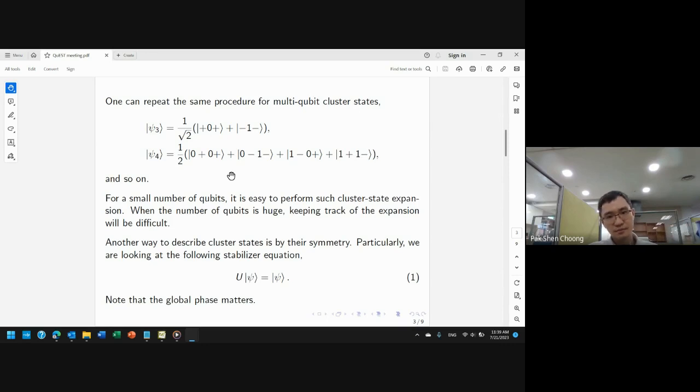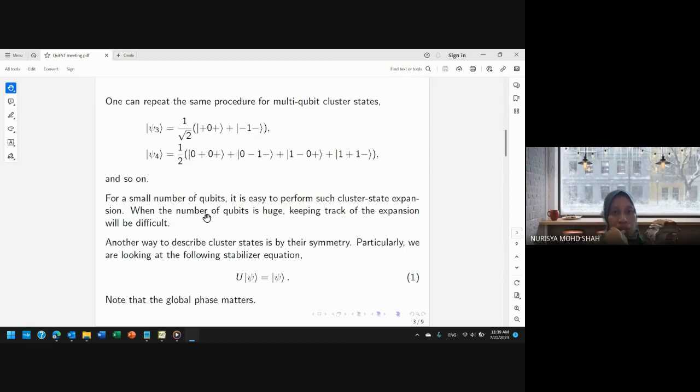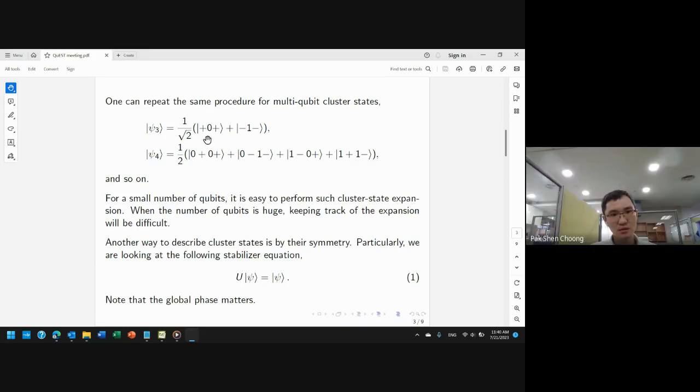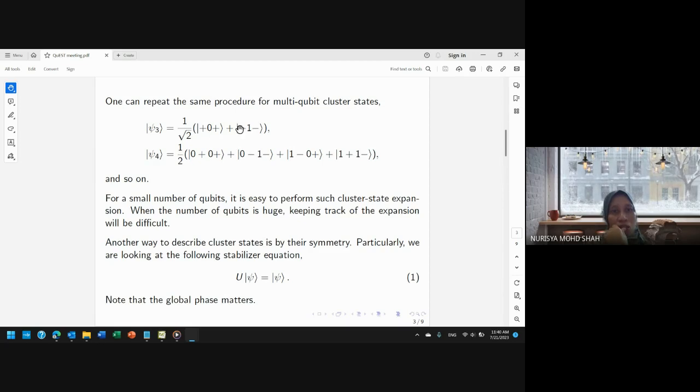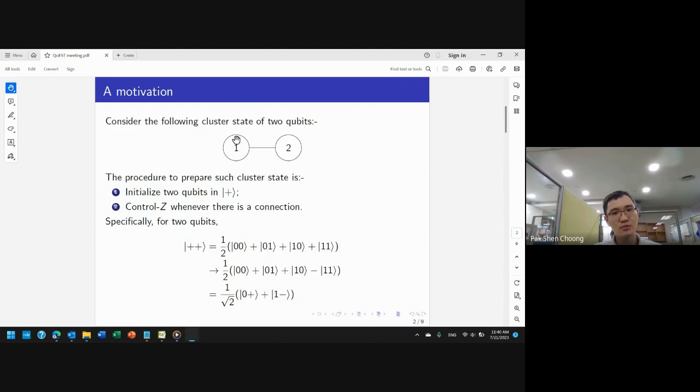Wait, can I ask? For these three, you have a 0, 0, plus, plus. But why are you having plus 0 plus there? This is for 3 qubits. Oh, you're putting the qubits as well, 0 and 1. So for 3 qubits, for example, the diagram will become 1, 1, 2, 2, 3, 3.